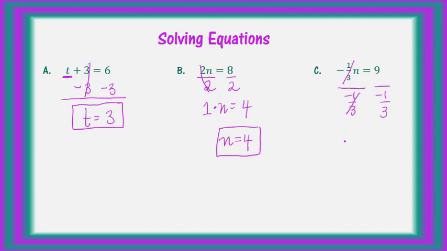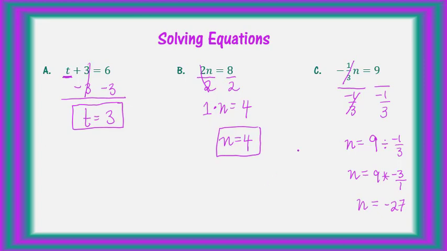This time I'm not going to write the 1, I'm just going to write n. Now I have 9 divided by negative 1/3, but I'm going to rewrite it this way. So I have 9 divided by negative 1/3, which is simply reminding you of how to work with fractions. I have 9 times the reciprocal of negative 1/3, which is negative 3 divided by 1. So I have 9 times negative 3, which is simply negative 27.